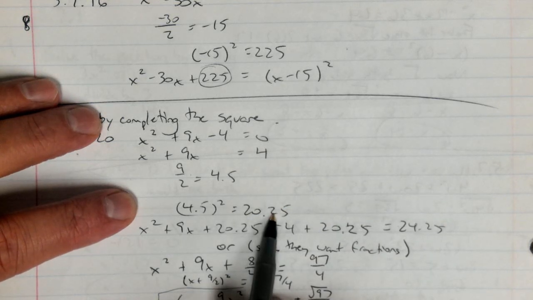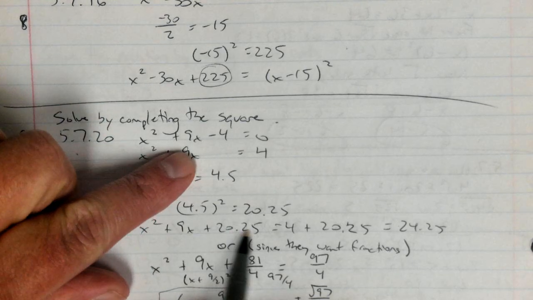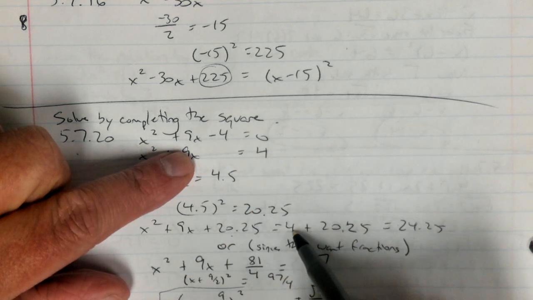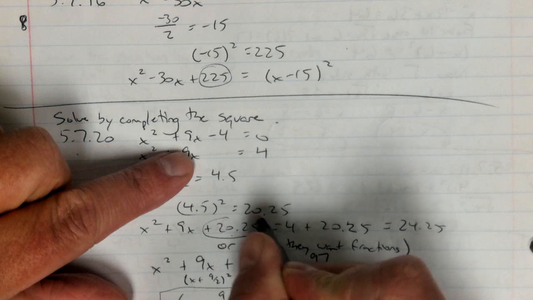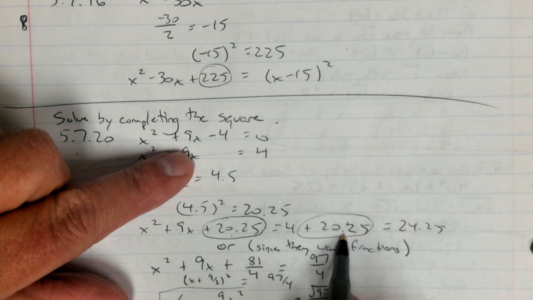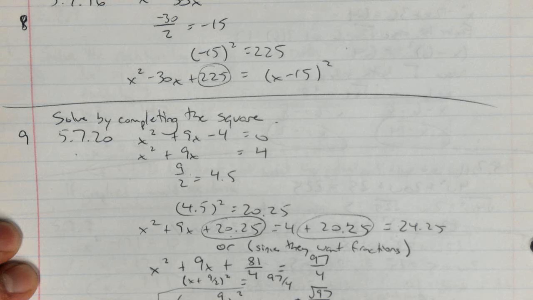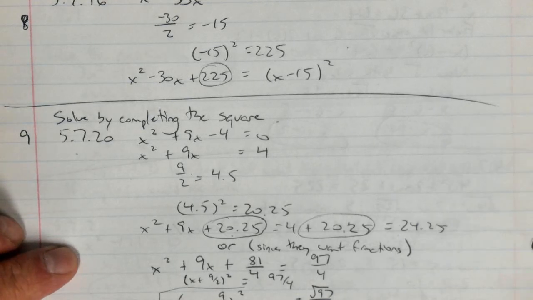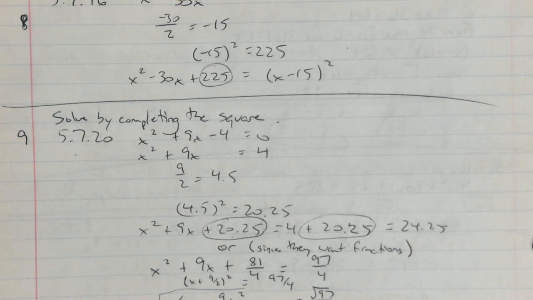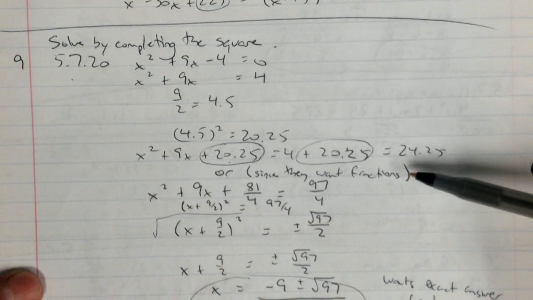Now, when you do that, that means you would say x squared plus 9x plus 20.25 equals, and then you have to bring the 4 down. And if you added 20.25 to this one, then you're going to have to add 20.25 to this side, which is really just 24.25. So that's basically your explanation of it. And that's with decimals. Now, the problem with that is in Math Excel, they want fractions, and so it looks a little bit more complicated.